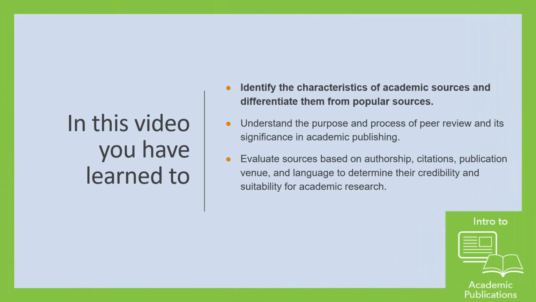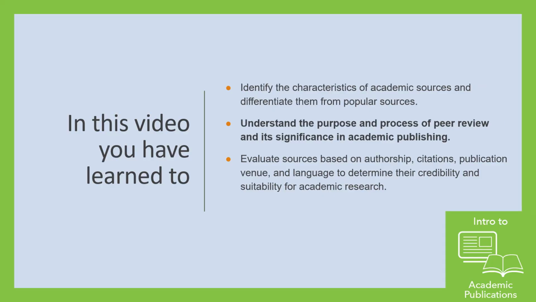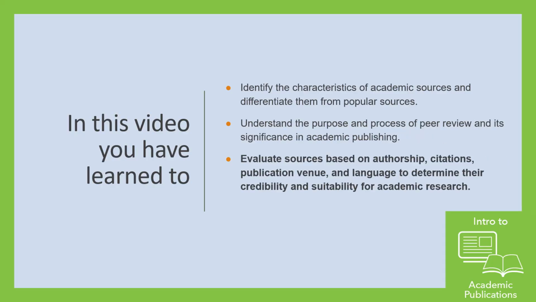In this video, you have learned to identify the characteristics of academic sources and differentiate them from popular sources, understand the purpose and process of peer review and its significance in academic publishing, and evaluate sources based on authorship, citations, publication venue, and language to determine their credibility and suitability for academic research.